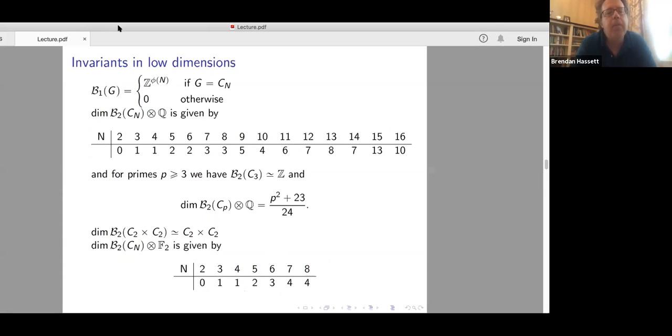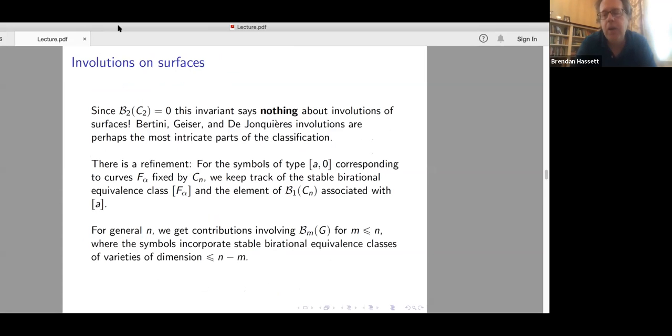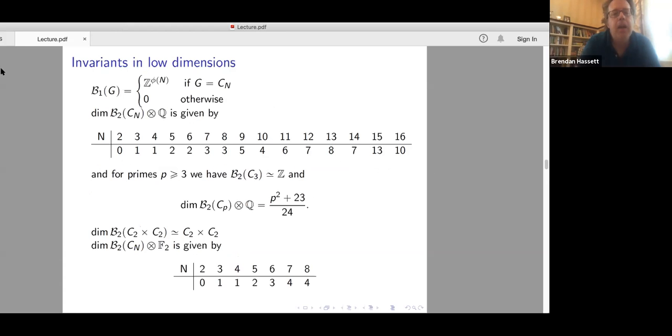So let me give some concrete examples. First of all, you might say this invariant is useless because take the most fundamental example of Cremona transformations, which are involutions on surfaces. So if you go back to this tabulation, for n equals 2, there's no information that you get from this machinery.